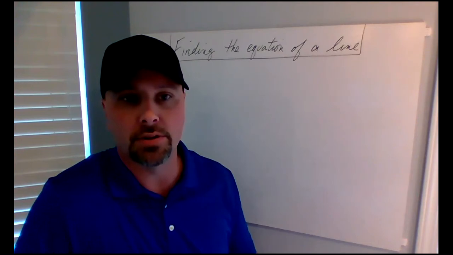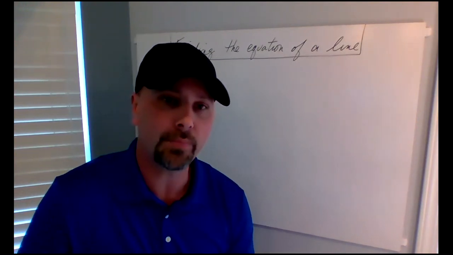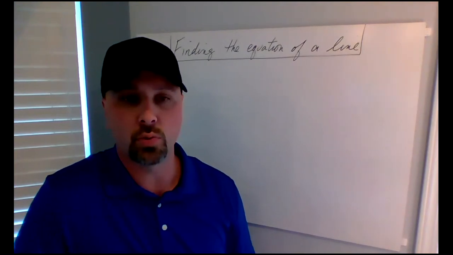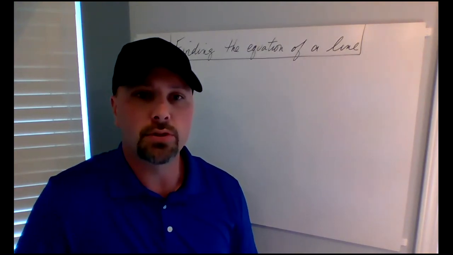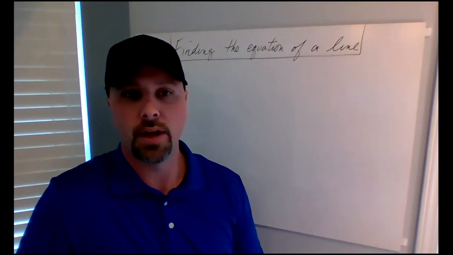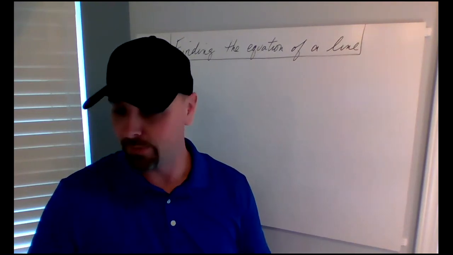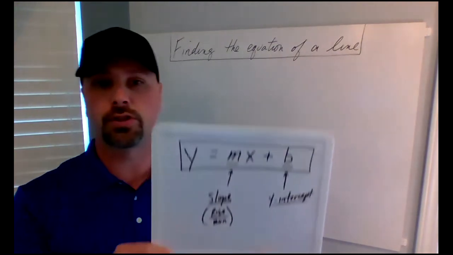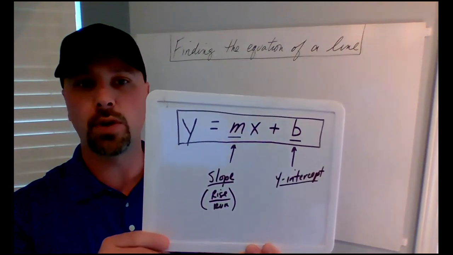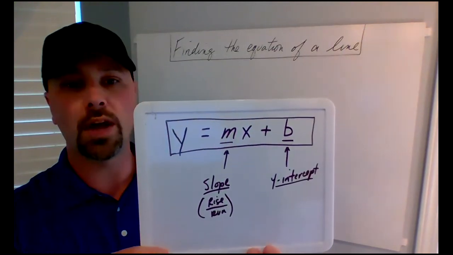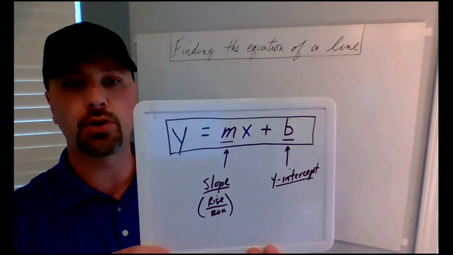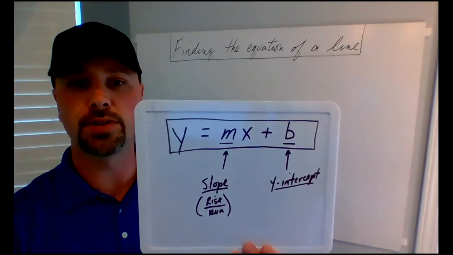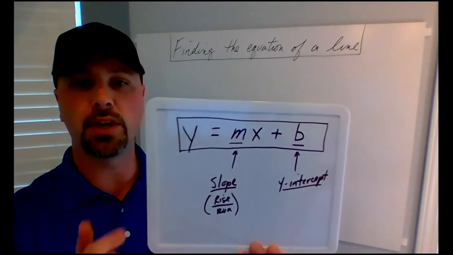Kind of wrapping up this section of our math, which has been focused a lot on linear equations and graphing and all the little things that go with it. Yesterday's videos were talking about how to take a linear equation and put it in slope-intercept form. Just a reminder, here is the equation for slope-intercept form: y equals mx plus b. The m is always the slope, the rise over the run, and the b is the y-intercept.